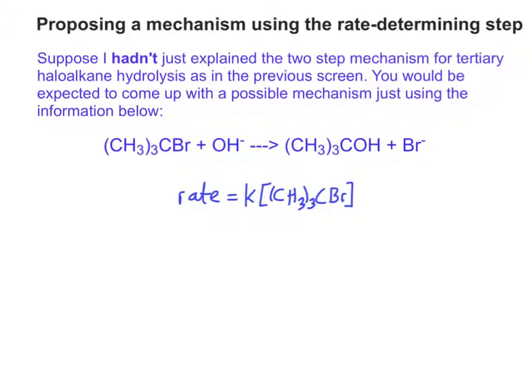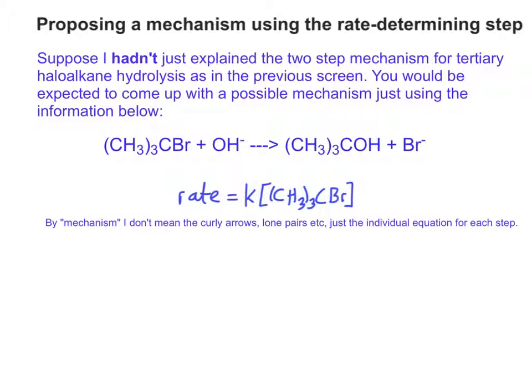So let's now look at how you might be expected to do this in an exam. Imagine I hadn't just explained the two-step mechanism with curly arrows and lone pairs and dipoles. You'd be expected to come up with a possible mechanism just using the information below. So I'm not talking about the curly arrows or lone pairs. You wouldn't be expected to come up with that level of detail. What they're looking for is can you work out from the overall equation and the rate equation what the steps in the reaction are.